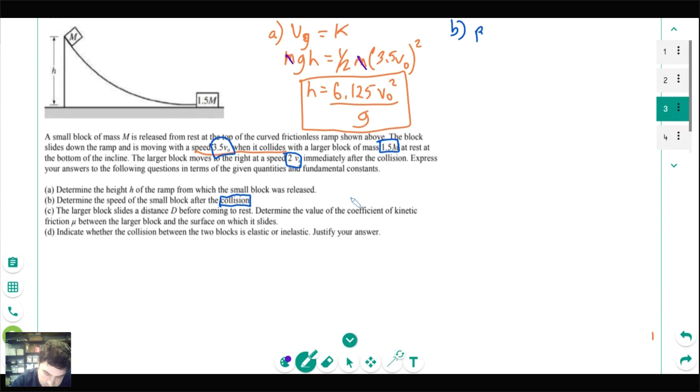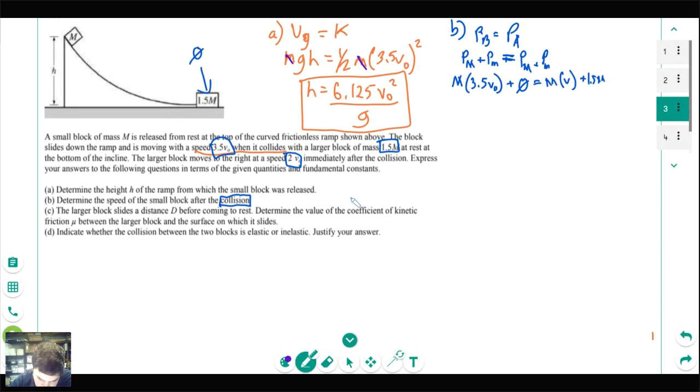So for momentum, we have P before equals P after. Beforehand, there are two objects I care about, the momentum of the big block and the momentum of the little block. And likewise, afterwards, I care about both blocks as separate objects. There's no sticking together here, so we have to treat everyone individually. So I've got a mass of m with a speed of 3.5 v naught plus 0, because this guy was at rest. That must be equal to mass m, some speed v, that's what we're looking for, plus 1.5 m times 2 v naught.